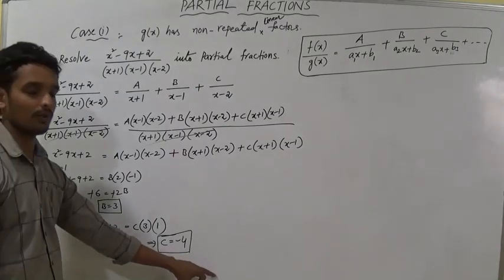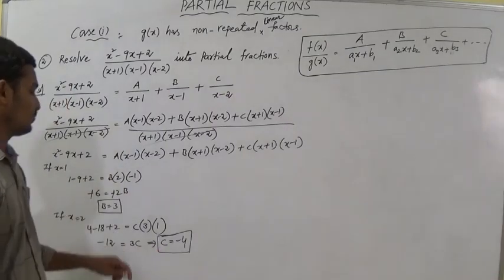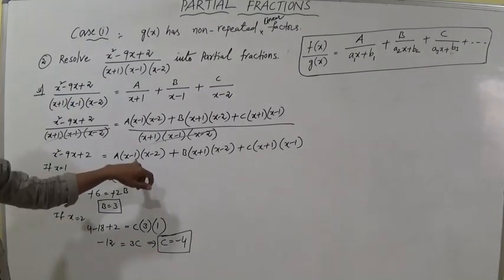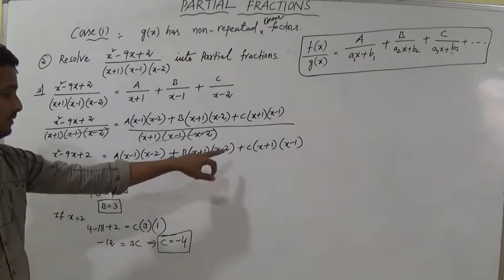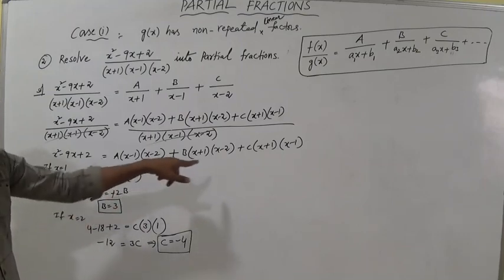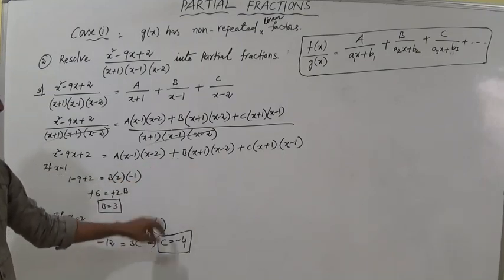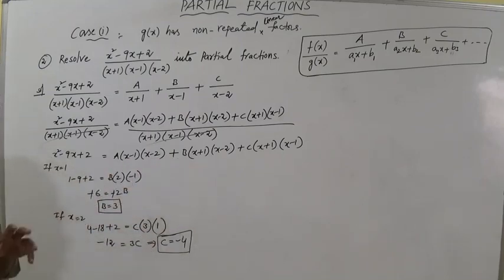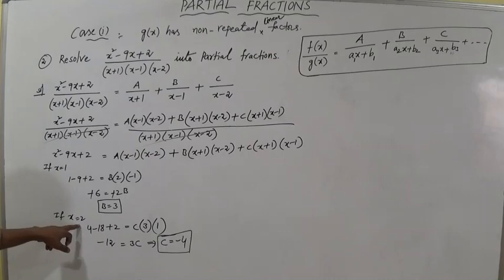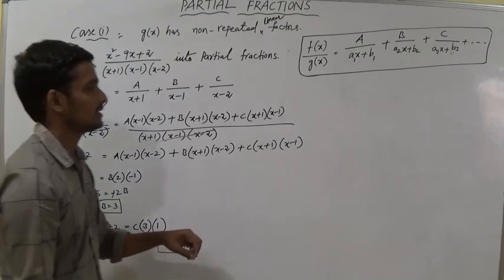Now we can do the problem for A. We have already substituted 1, which gave us the value of B, and 2, which gave us the value of C. So we want A. What can we substitute? 1 is already completed, 2 is already completed. Shall we substitute minus 1? Yes, now we are ready.